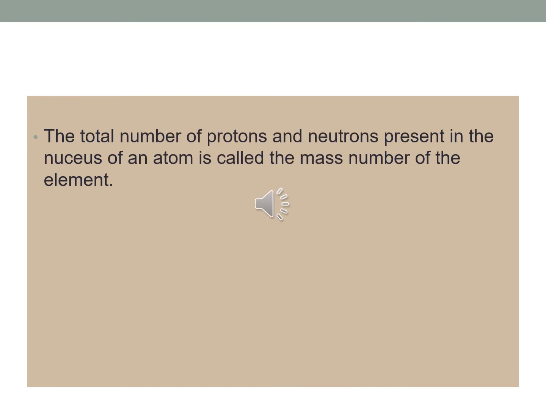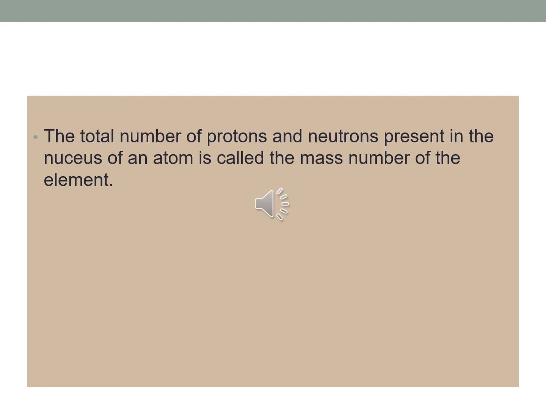Now listen children, the total number of protons and neutrons present in the nucleus of the atom is called the mass number of the element. The number of protons and the number of neutrons. Where are these protons and neutrons present? They are present in the nucleus. So the total number of protons and neutrons is called the mass number of the element.